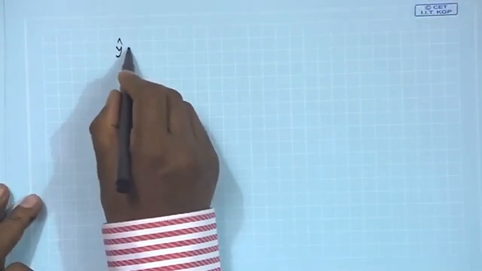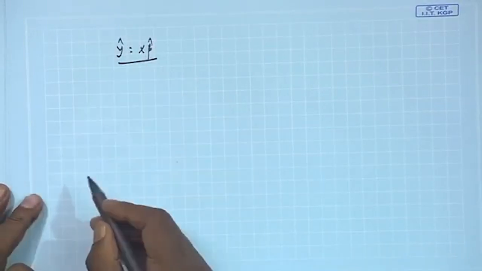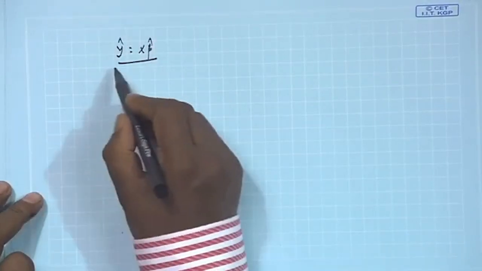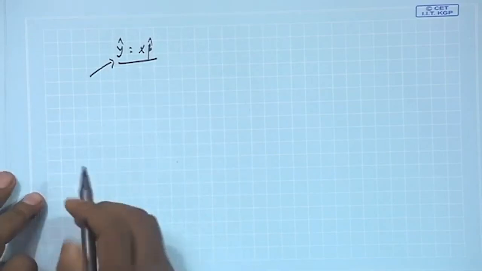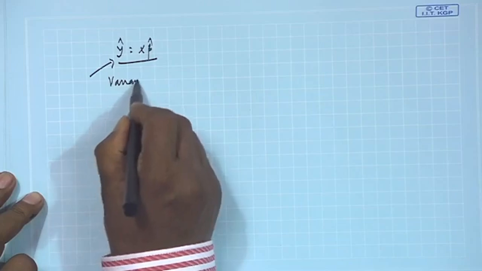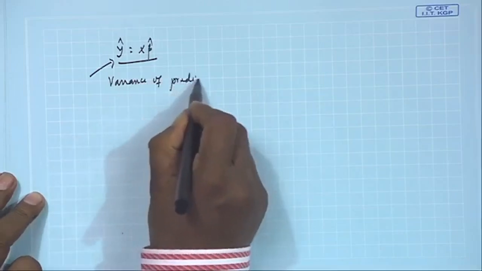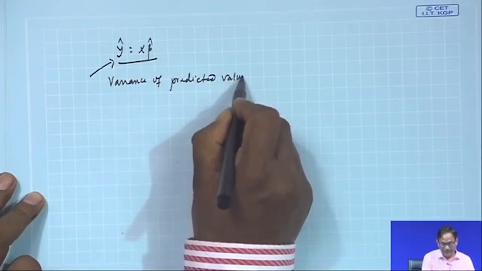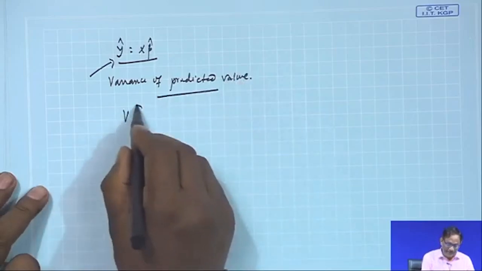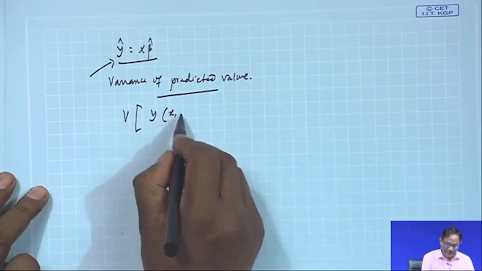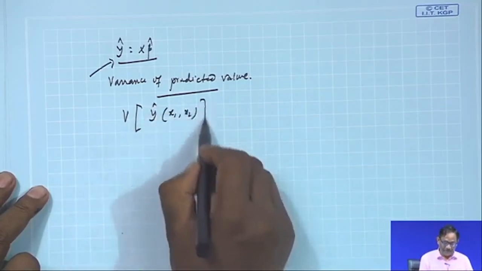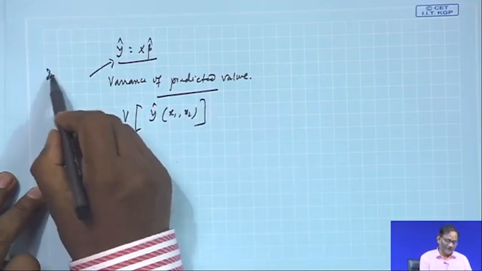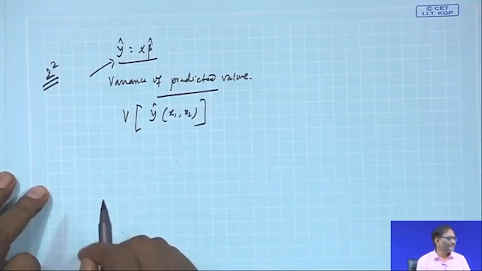Second, we will see another variance. Suppose y cap is x beta cap. And many a time we will be interested to know the variance of the predicted value. That means the variance of y cap at x 1 and x 2. Here we are writing y cap at x 1 and x 2, because only the 2 to the power 2 design we have taken for explanation purposes.